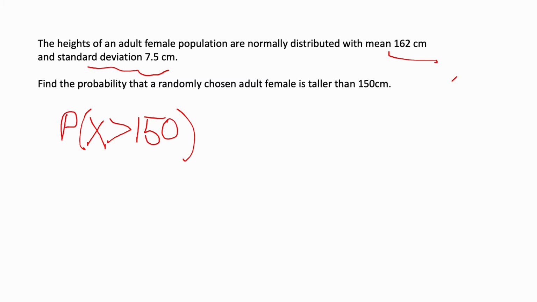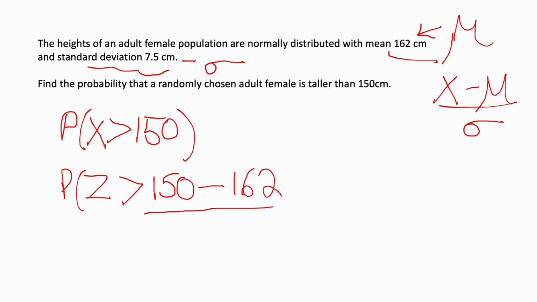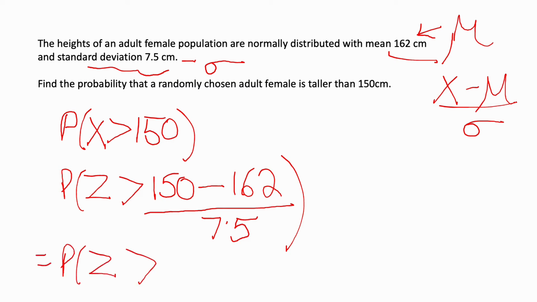But we're going to use that formula, the x take away mu over sigma. And in this case, this is our mu, and standard deviation, this is our sigma. So what we're actually trying to work out here is the probability that z is greater than, and now we're going to put this 150 in place of the x, 150, take away the mean, which is 162, divide it by the standard deviation, which is 7.5, and that will give us the probability that z is greater than, once we stick it all in a calculator, and it's going to be negative because we're doing 150 take away 162, and it is negative 1.6.